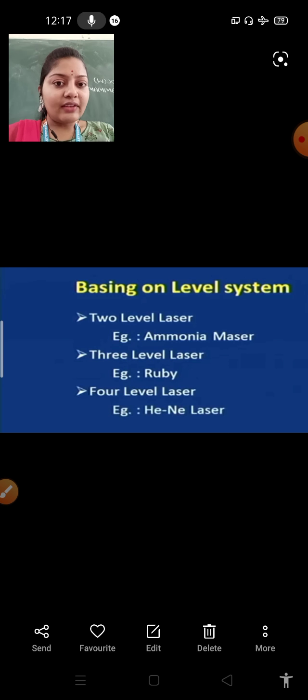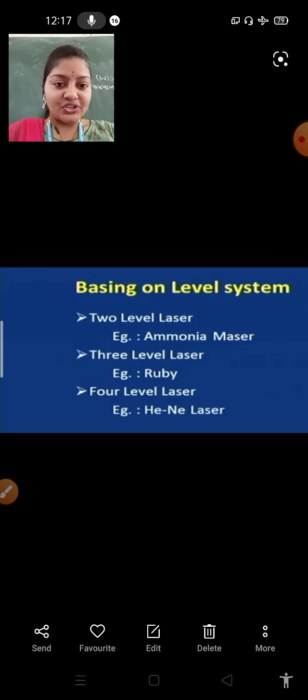And coming to the 3-level laser system, the 3-level laser system is the ruby laser. And next, in the helium neon laser we use a 4-level laser system. The 4-level laser system is used in which laser? Helium neon laser. The 3-level laser system is used in which laser? Ruby laser. The 2-level laser system is used in which laser? That is the ammonia maser.